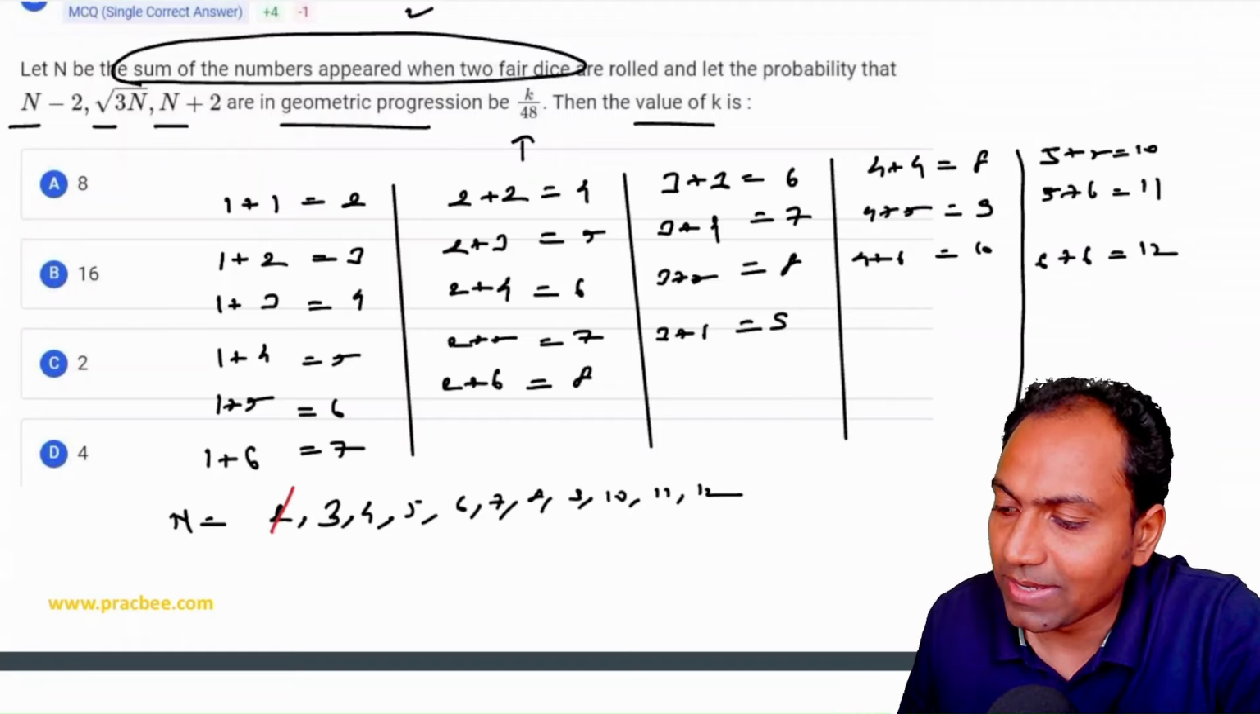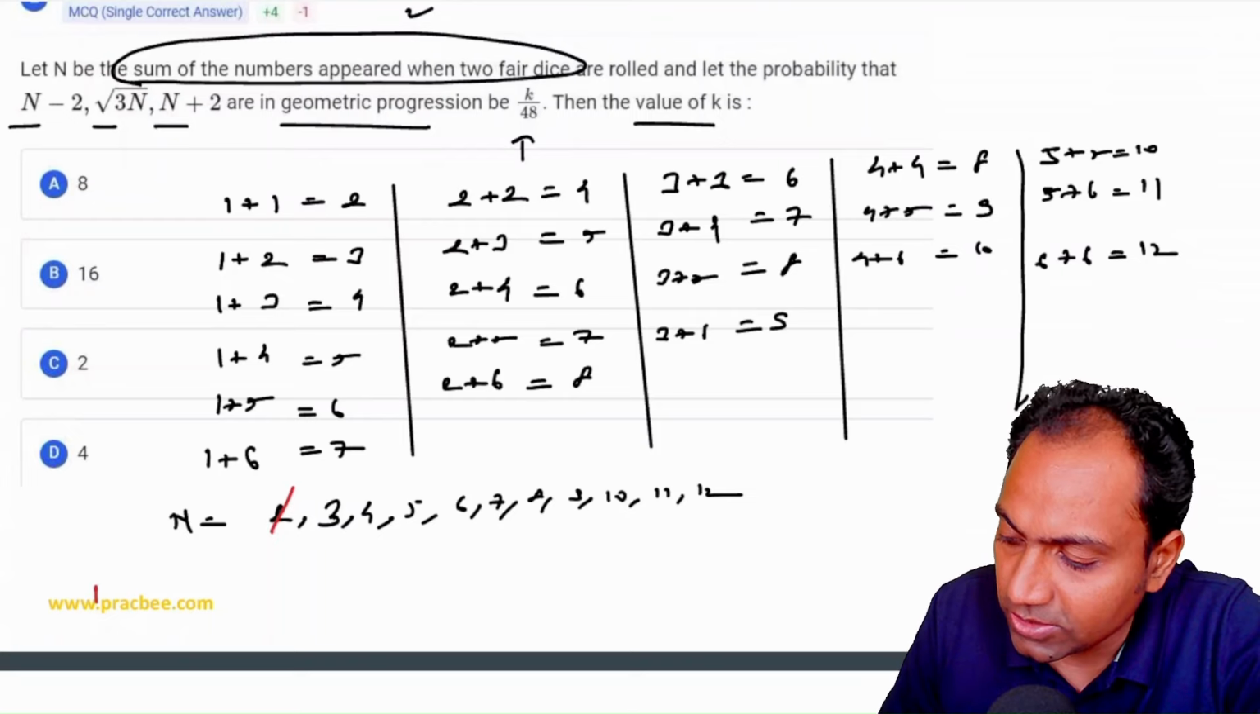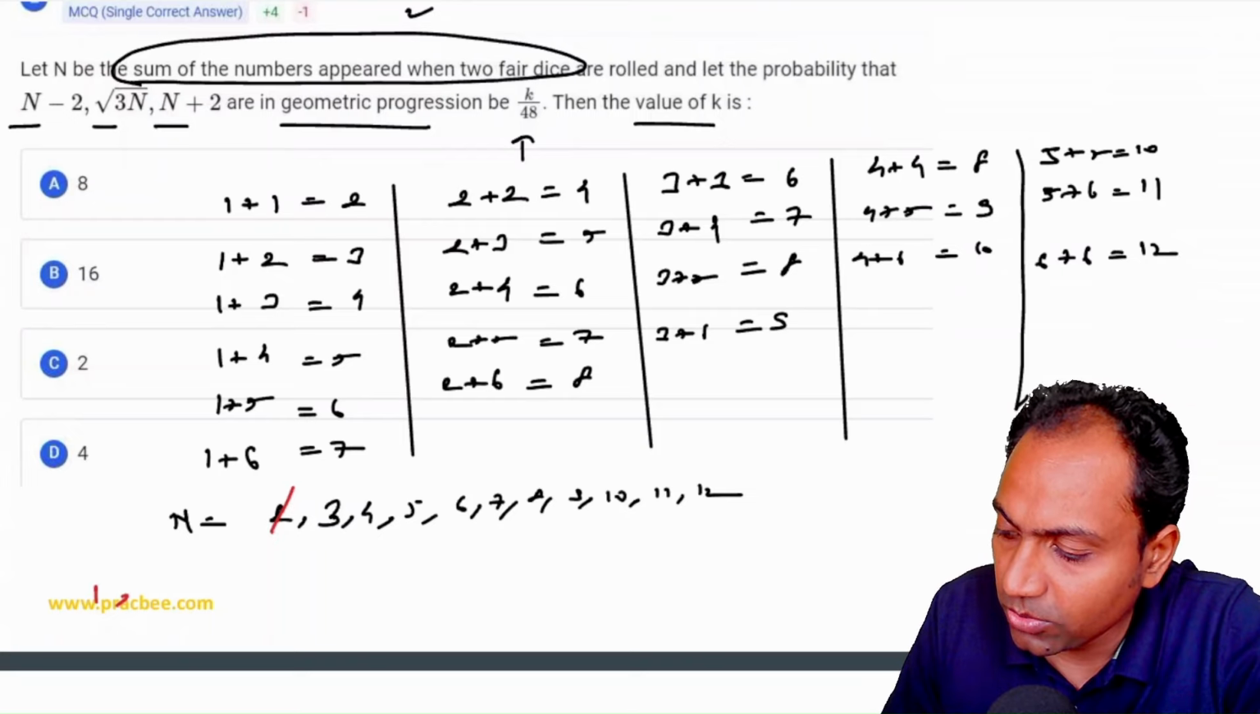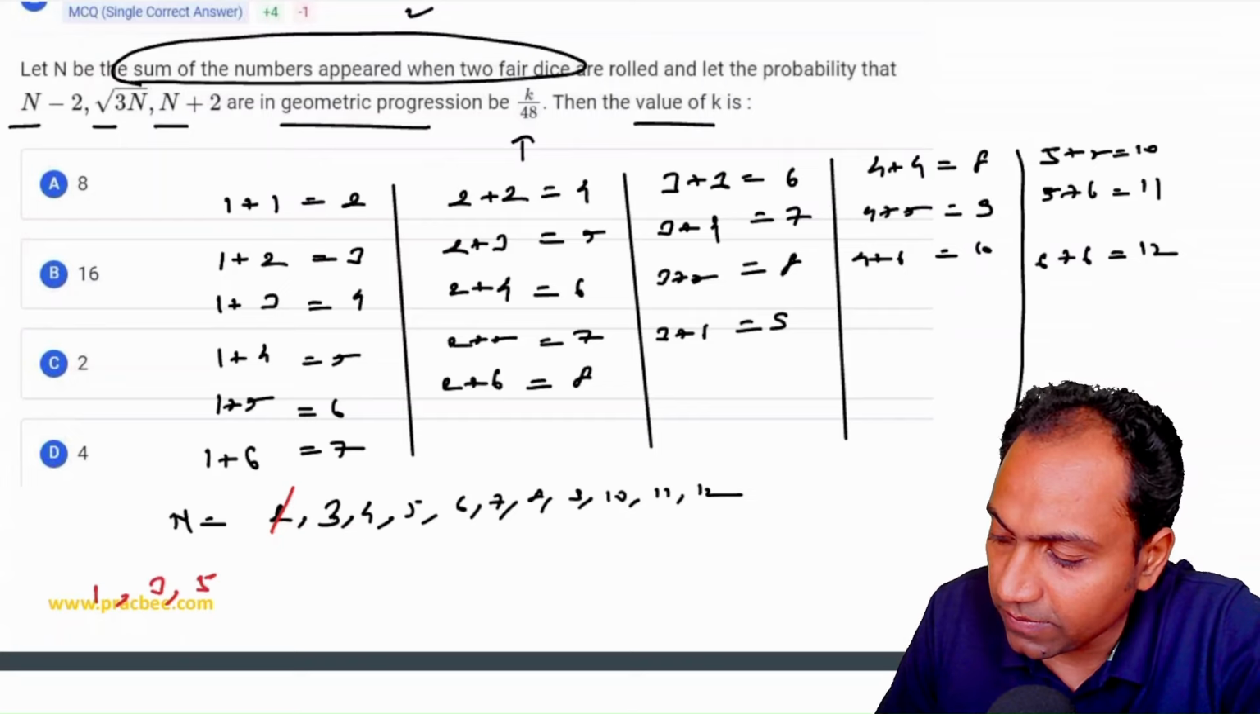If I take 3, then 3 minus 2 is 1. That is fine. But then root of 3n, 3 root 3, will become 3, and then 3 plus 2 is 5. So again this is not in GP. So not a correct answer.